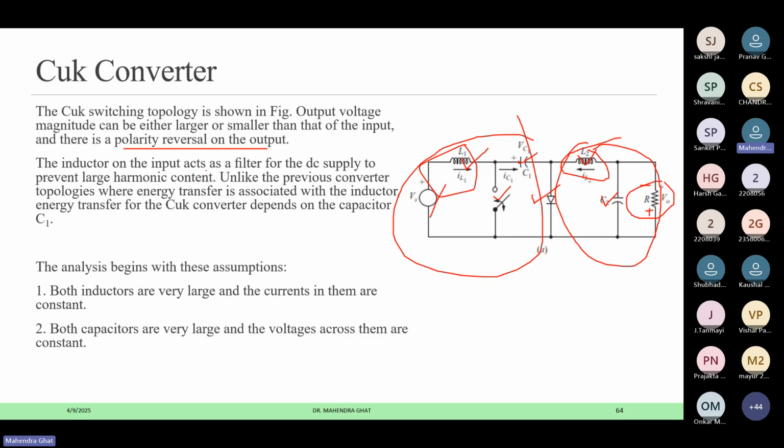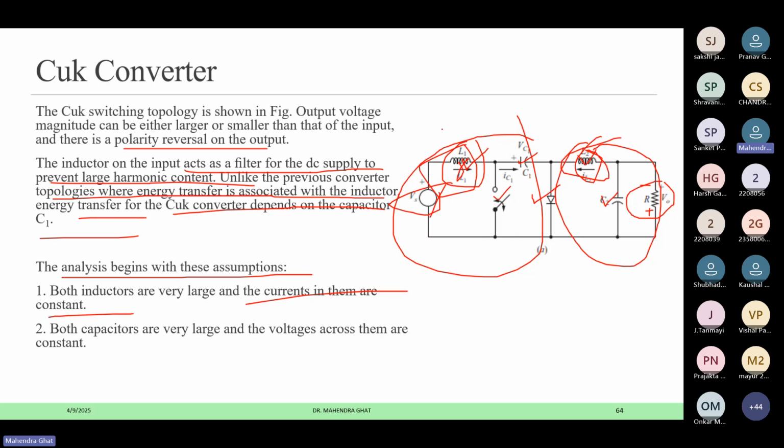The inductor on the input acts as a filter for the DC supply. At the input side, it acts as a filter for the input supply and prevents large harmonic content. Unlike the previous converter topologies, where the energy transfer is associated with the inductor, the energy transfer for the Chuk converter depends on the capacitor C1. The analysis begins with this assumption: both inductors are very large. We'll consider both these inductors to have very large values, and the currents in them are constant. We'll consider the constant current assumption.